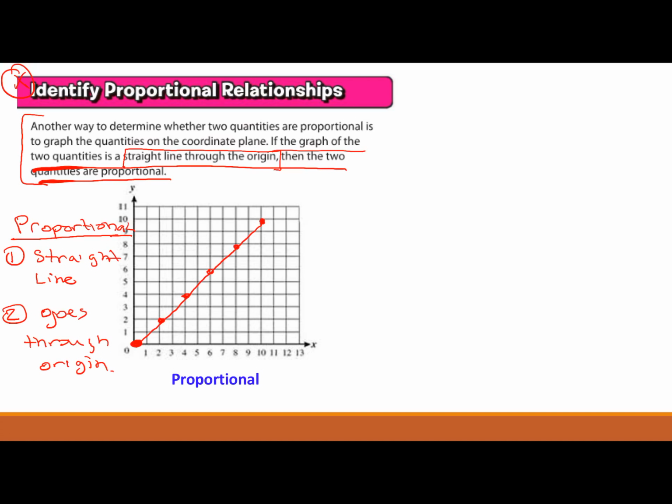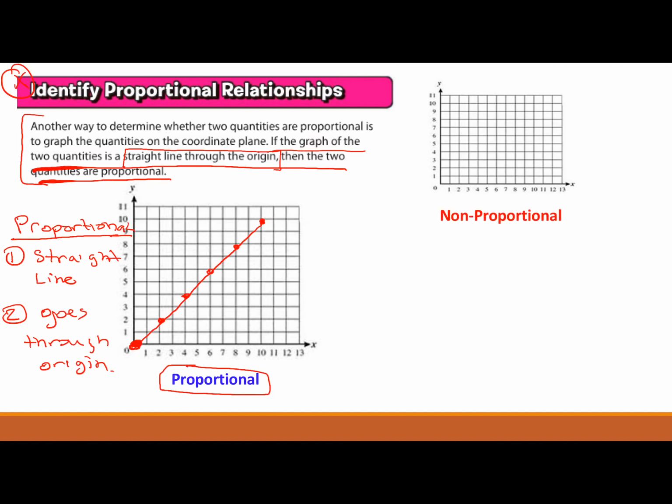And as you can see, this relationship would be considered proportional because it is a straight line and it goes directly through the origin. Well, now that you know what a proportional relationship looks like when you graph it, what does a non-proportional relationship look like? Well, let's see.